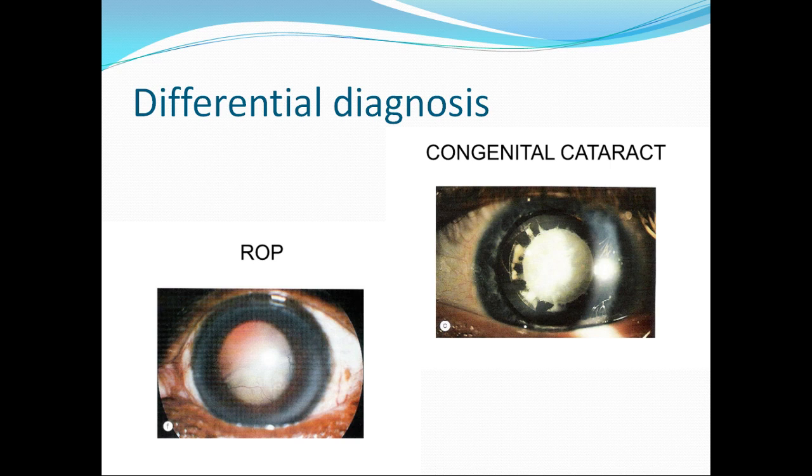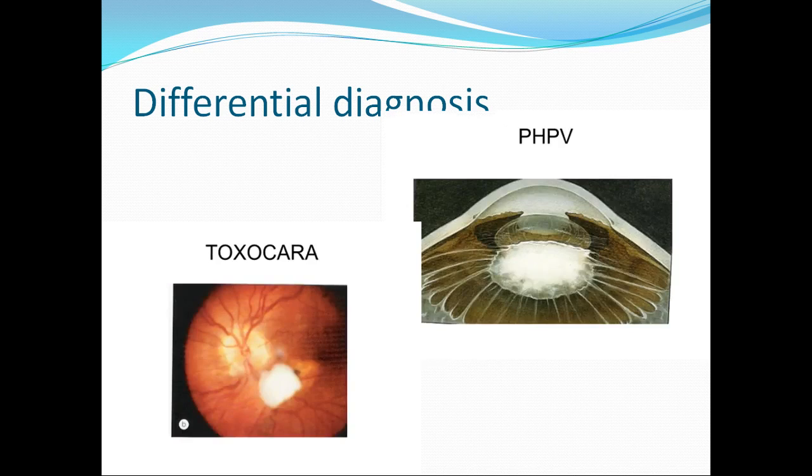Congenital cataract will obviously present with leukocoria. ROP, that is retinopathy of prematurity, in advanced stage causes retinal detachment and leukocoria, but there is obviously a history of prematurity. Toxocara endophthalmitis may cause a cyclitic membrane and a white pupil.